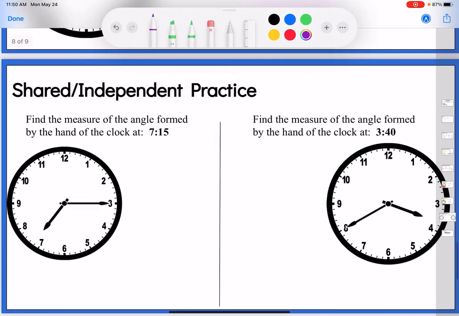I've got 2 more for you. This would be a good time to pause your videos, see if you can do them on your own. If you get stuck, come back and watch them, and check your answers and see how it's going. All right, so here we go, 7:15.